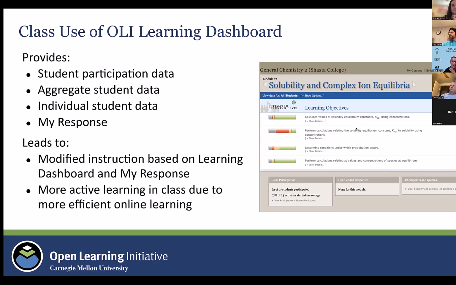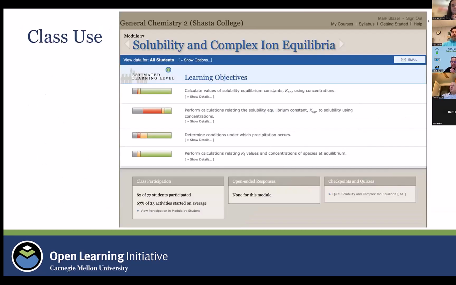Since Sandy did mostly Gen Chem 1 material, I picked an example from Gen Chem 2. Those of you who teach Gen Chem 2 might agree that students sometimes struggle with some of the equilibrium material. So this is the solubility and complex equilibrium unit. Here's the overall performance from my class a couple of years ago. If you look towards the bottom, 62 out of 77 students participated, which seems pretty good. But only 67% of the activities were started, so it's kind of up and down.